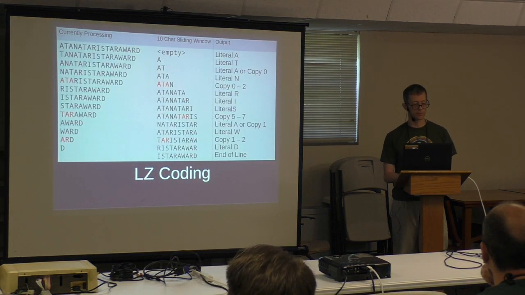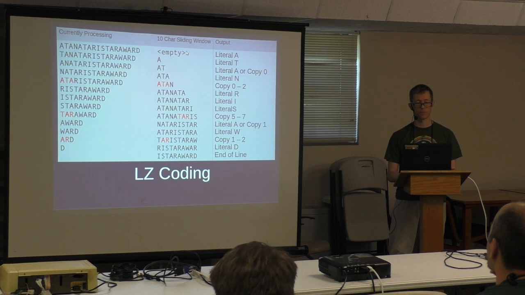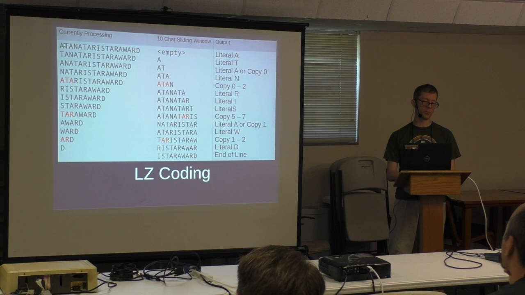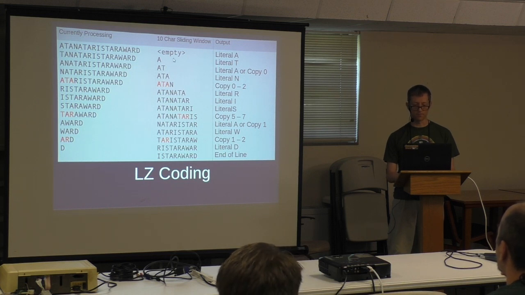So we'll take a look at just an example here. If this is your phrase, at an Atari Star Ward, have to get Atari in there somewhere. When you first start processing, you don't have anything in your buffer. So the output would be the first character, literal A. And then you move your pointer to the next thing, and you look, and there's nothing that matches in your window, your sliding window, which is the stuff you've already seen. So you output another one.